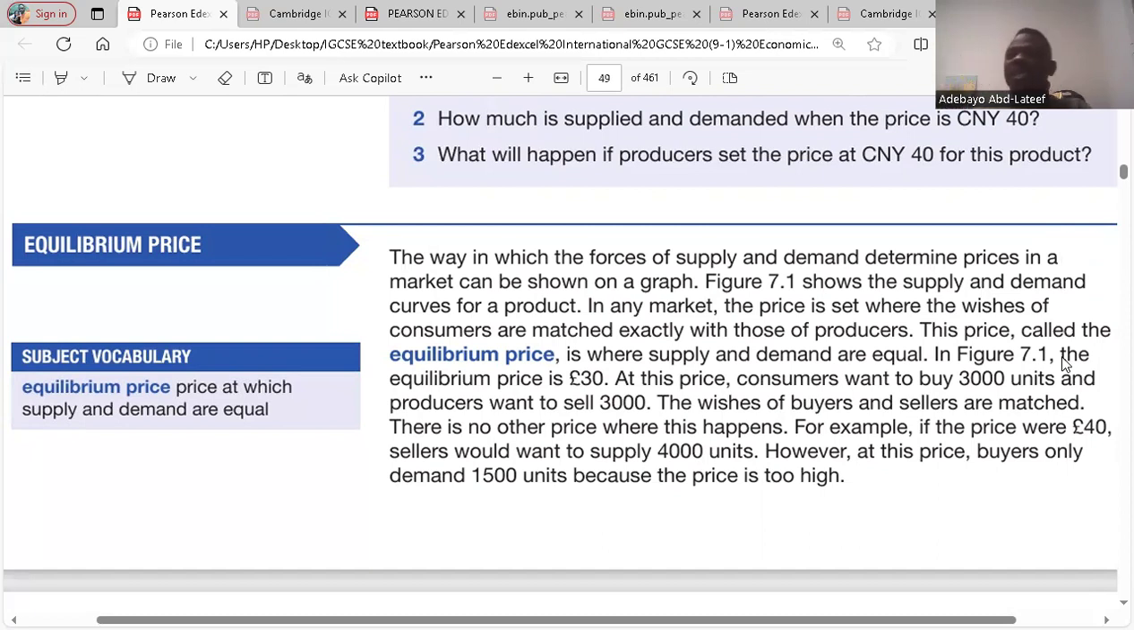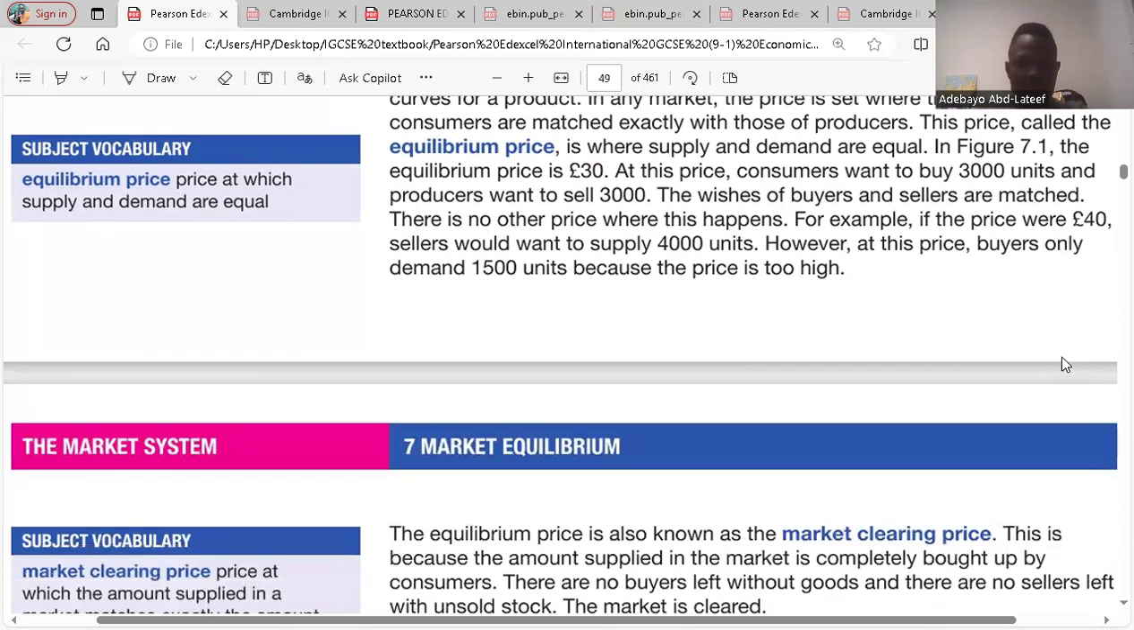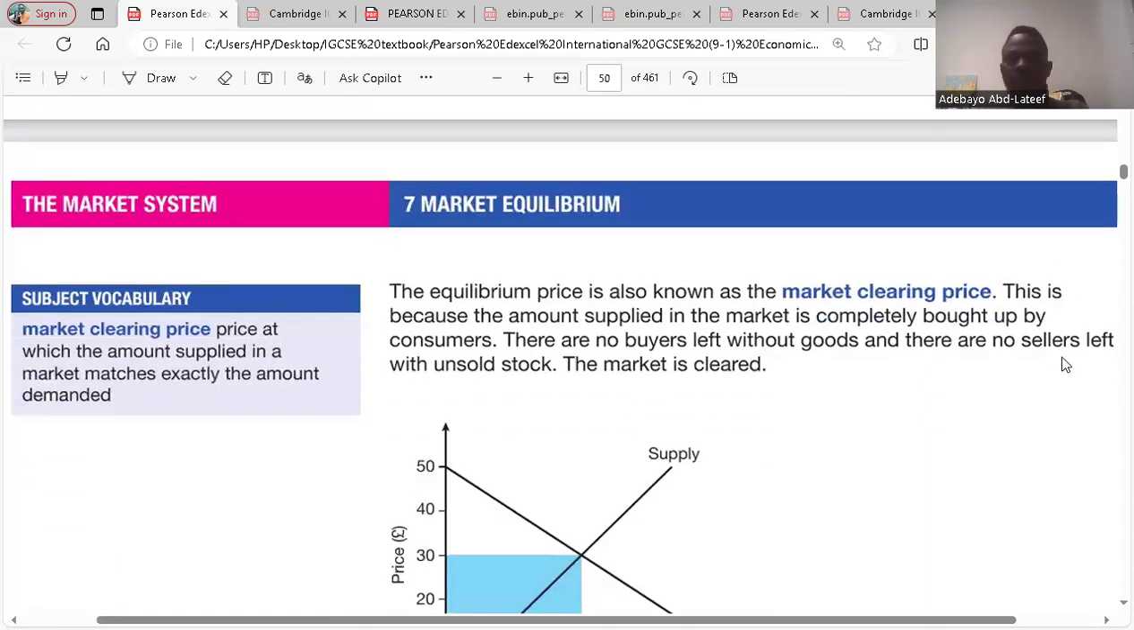So there's always a price which consumers are willing to pay and producers are willing to sell. That price is called equilibrium. So equilibrium price is the price of agreement between the quantity demanded and the quantity supplied. I think it's clear. So that's about equilibrium price. We'll go down.